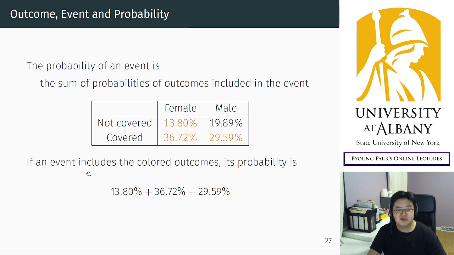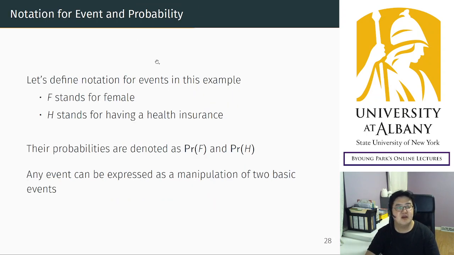Then to understand this, you need to understand the difference between outcome and event. Remember, an outcome is one element and an event is a set that contains some outcomes. So we have to distinguish them. And probability can be attached to an event, right? So now we are going to define notation.